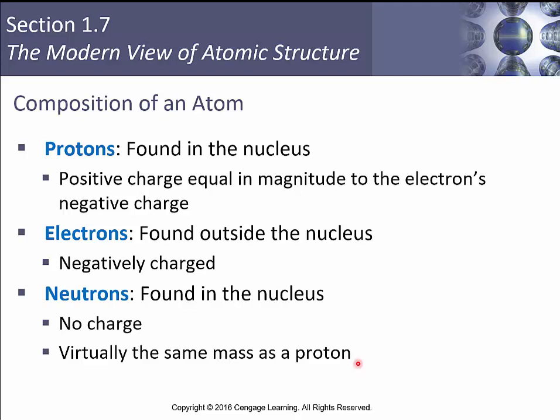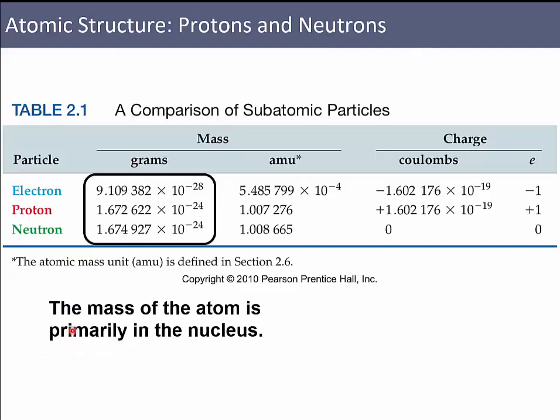And in modern physics, we know that these particles are made of even smaller subatomic particles. A proton is 2 up quarks and a down quark, and a neutron is 2 down quarks and an up quark. So we've gone smaller and smaller, but for us, protons, neutrons, and electrons will be sufficient. So let's compare our subatomic particles.